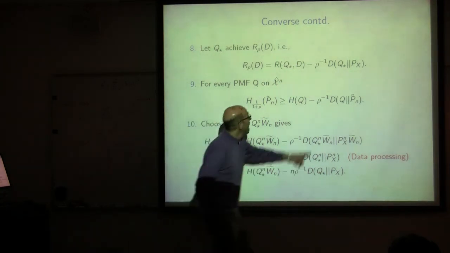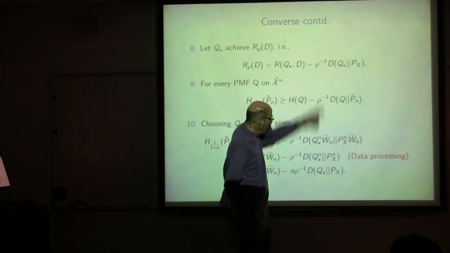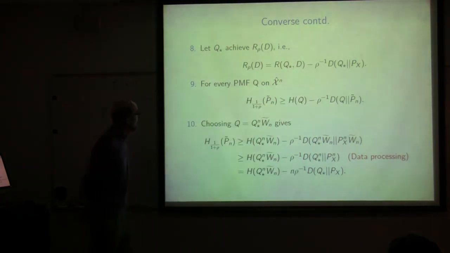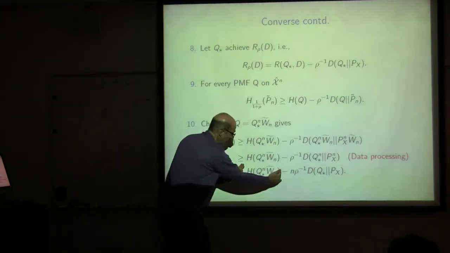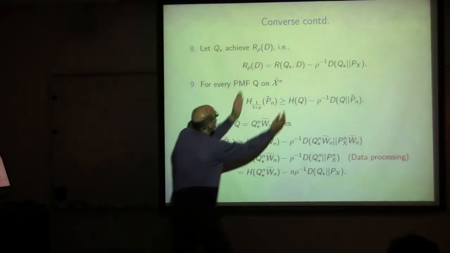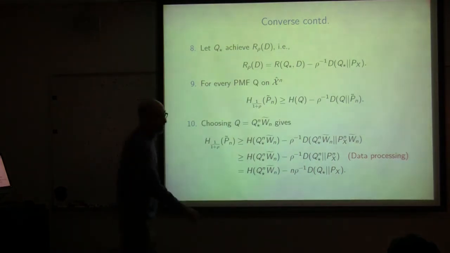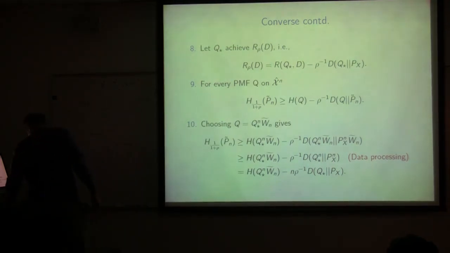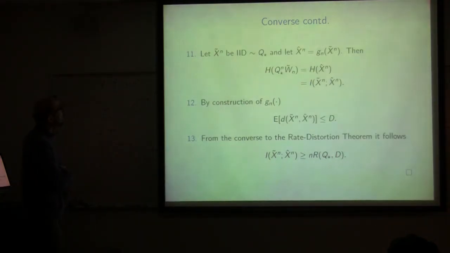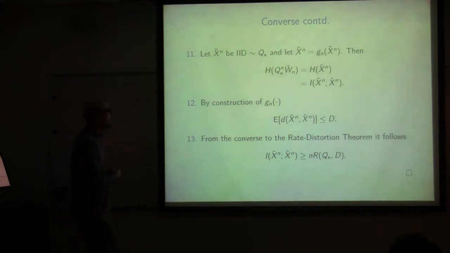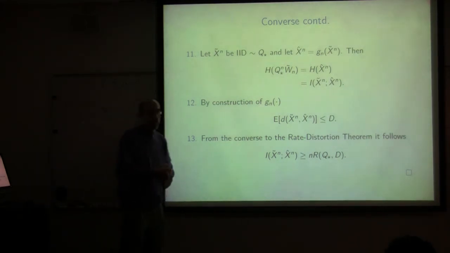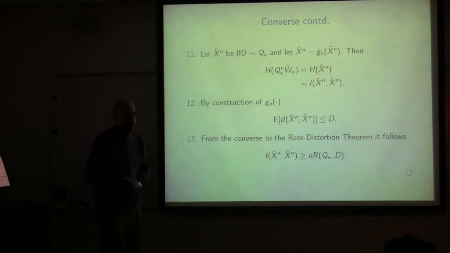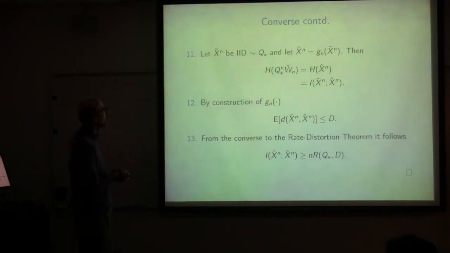Now, compare this guy with this guy. You see that they're actually the same. So really, all I need to do now is show you that this is greater or equal than R Q star to the R. So this is the last step of this. So this turns out to be a simple application of, a variation on, the converse in rate distortion theory.